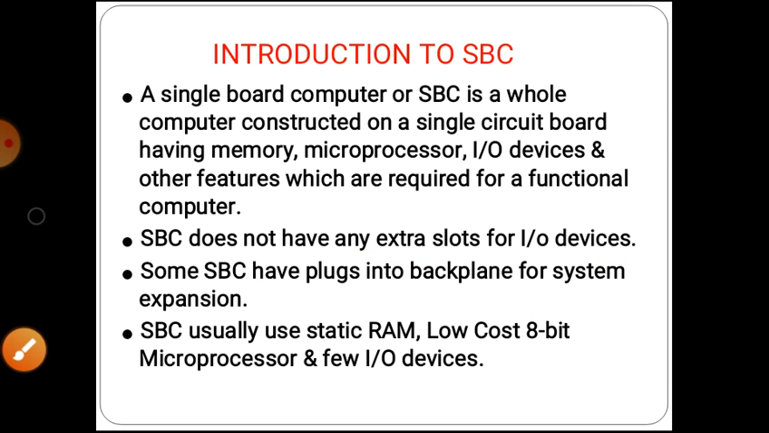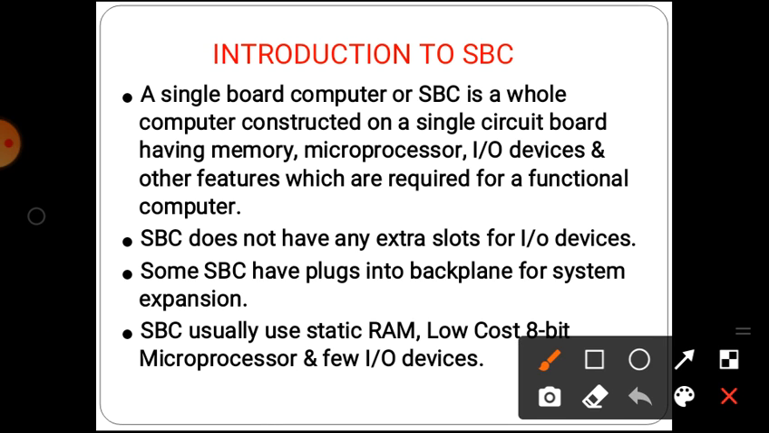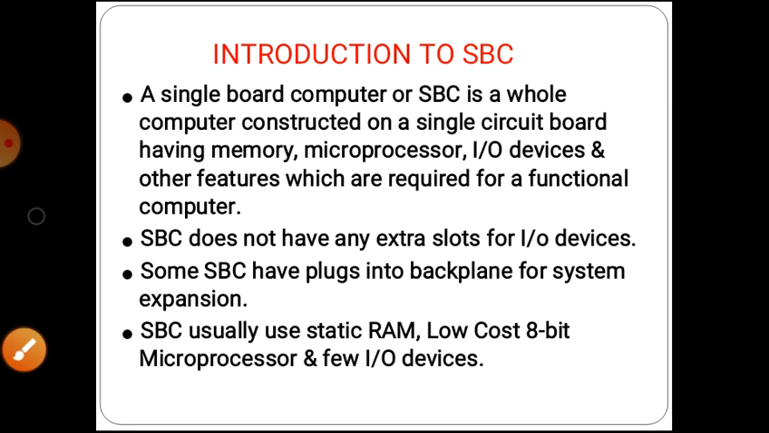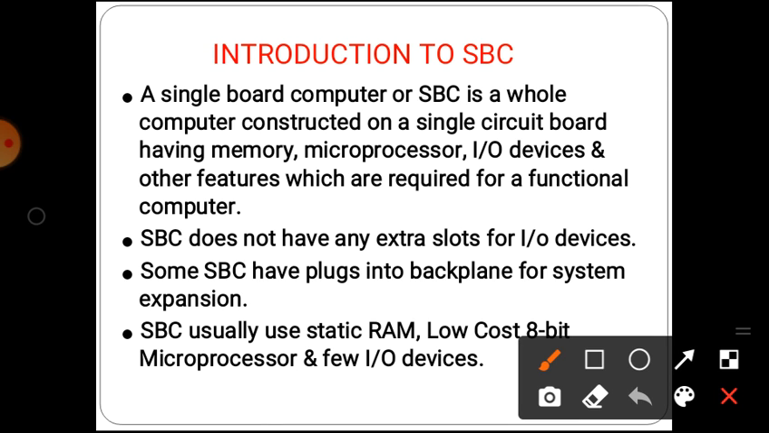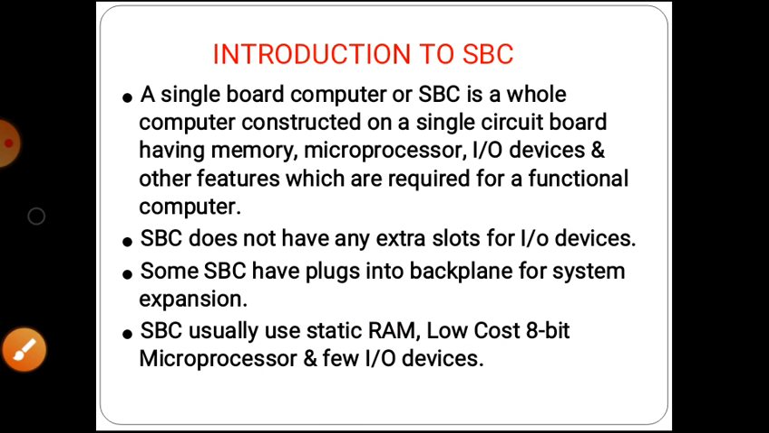Some SBC have a backplane plug for expansion of the system. SBC usually use static RAM, a low cost 8-bit processor and few I/O devices. This is the introduction of SBC.